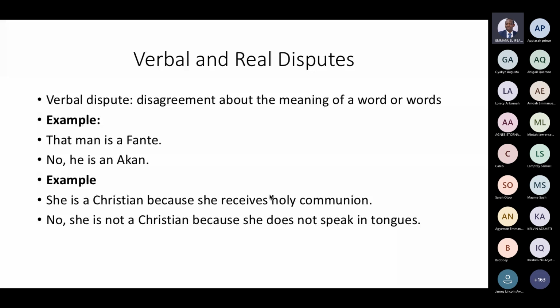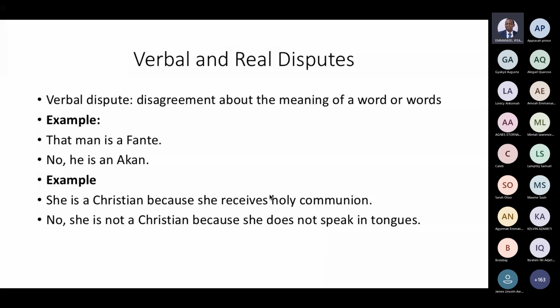Example: that man is a Fanti. No, he's not a Fanti, he's an Akan. So when someone disagrees that someone is a Fanti because he thinks the person is an Akan, then the person doesn't know that a Fanti is an Akan. So something is missing: the person doesn't understand the full meaning of Fanti. When the person understands the full meaning of Fanti, then this disagreement disappears.